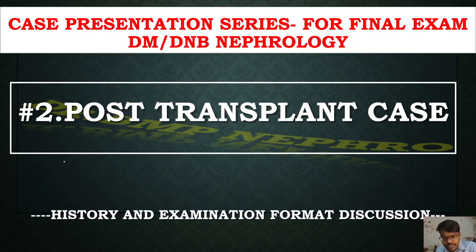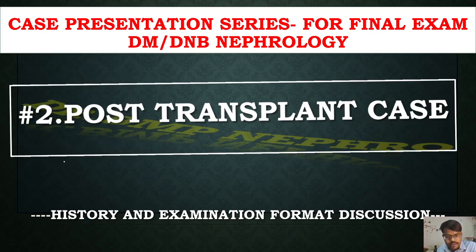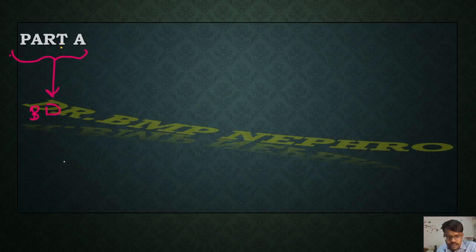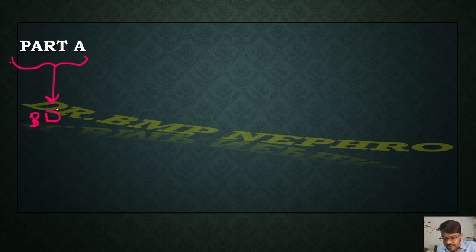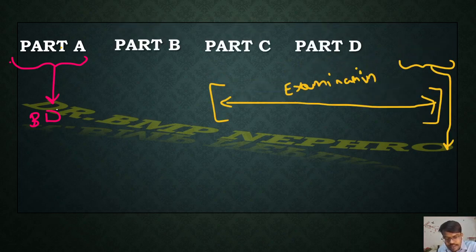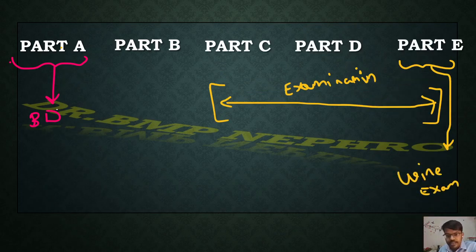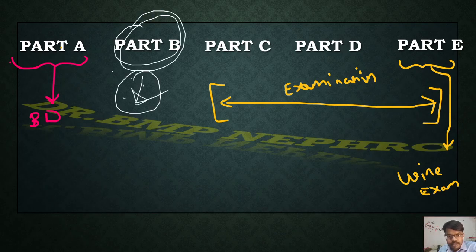We'll see about the post-transplant case discussion regarding the history and examination format. As I told in the glomerular disease case also, we can divide the history and examination into 5 parts. Here also, part A and part B are basically the history, C and D are examination, and part A is the urine examination. In the post-transplant case, the most important part is part B. In this video, we will see only about part B.